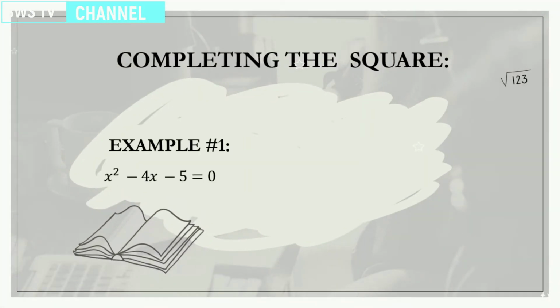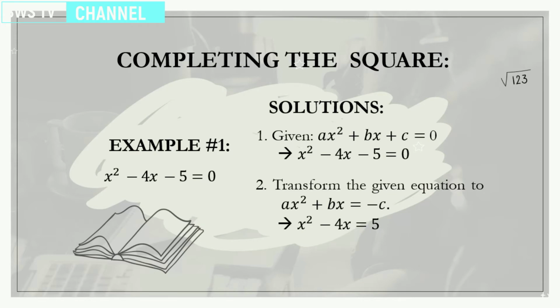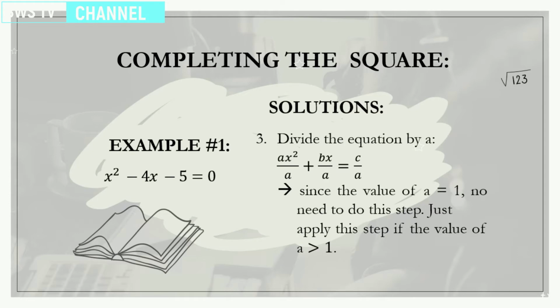We have x squared minus 4x minus 5 is equal to 0. Step 1. We have the given. Step 2. Transform the equation. X squared minus 4x is equal to 5. Change the sign. It will become positive. Third step. We have to divide, but in this situation, since the value of a is equal to 1, we will not do this step anymore. We will skip this one.